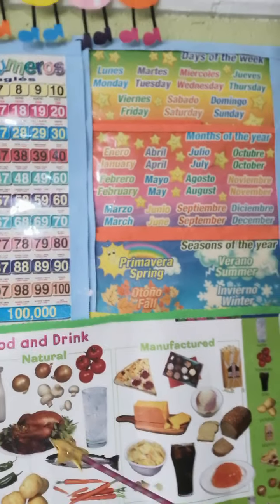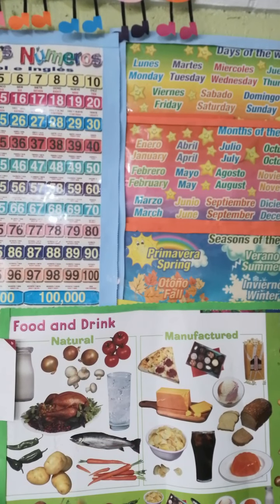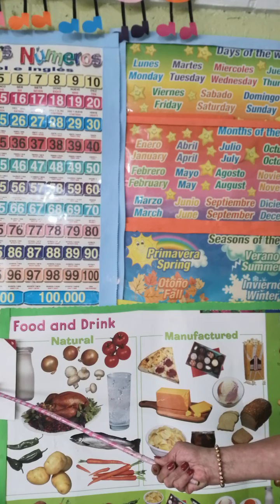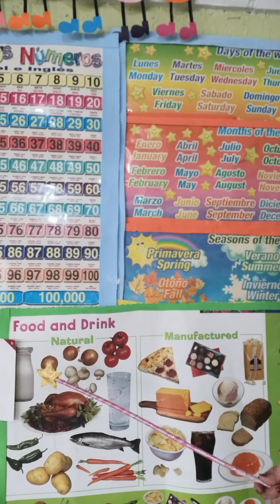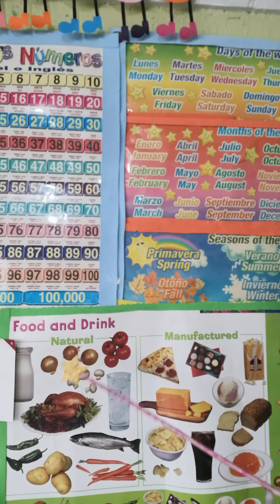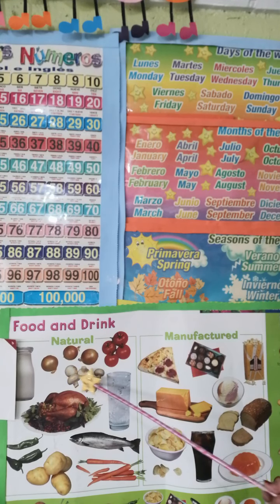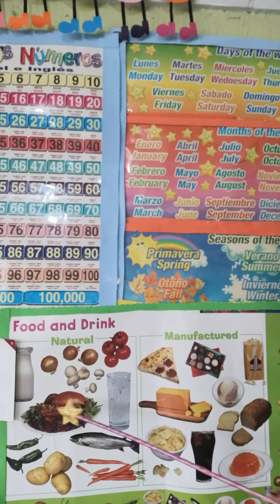Okay, now we are going to do the review of food. We are going to see this poster and you are going to tell me because you already know this food. Can you tell me the natural food and the manufactured food? First the natural food. Everybody repeat. Look, the banana too is natural. Banana, milk, onions, tomatoes, mushrooms, water, chicken, peppers, potatoes, fish, carrots. Excellent.